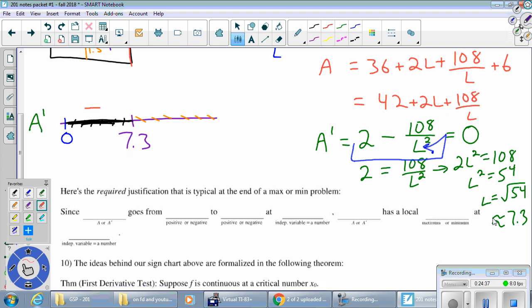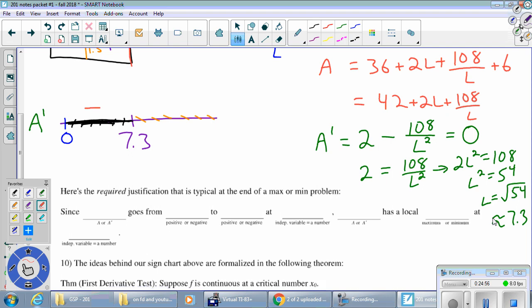Any number that I had picked between 0 and 7.3, I could have plugged any number in that interval in for L, and you would get something negative in the derivative. I plugged in 1, but you could have plugged in 2 or 7.28, anything between 0 and 7.3, and you will get a negative value for the derivative.